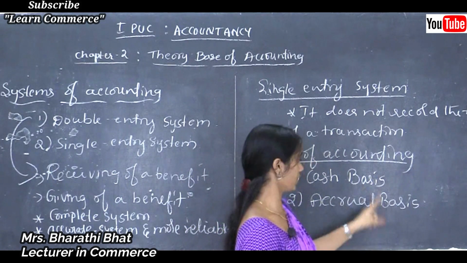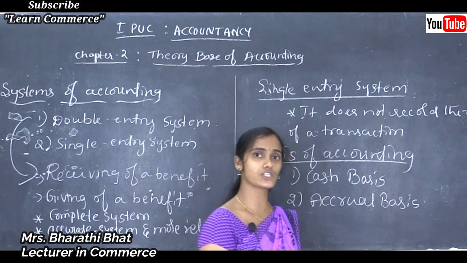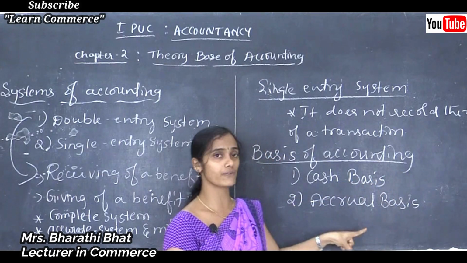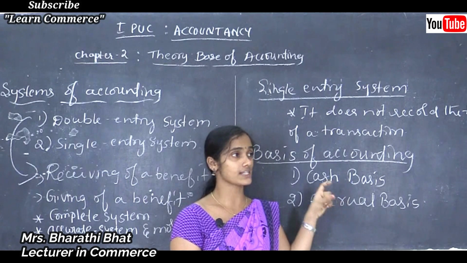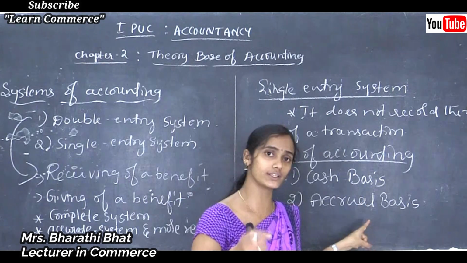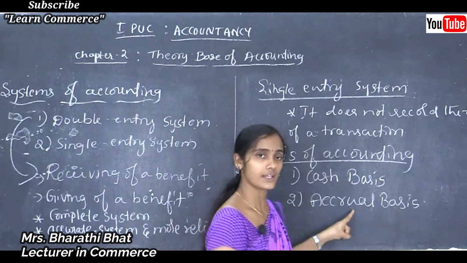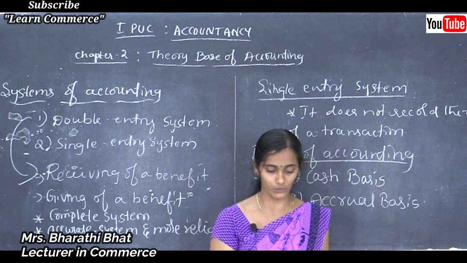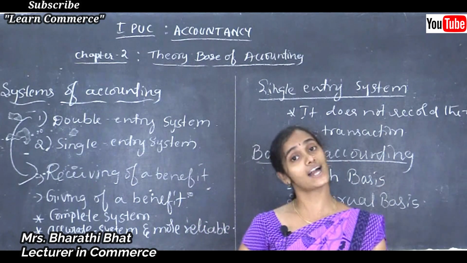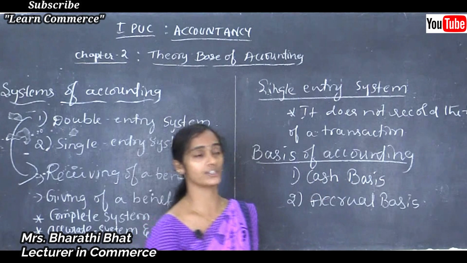In order to get the exact amount of financial position or financial performance of an organization, you need to follow this accrual basis. This accrual basis of accounting is an appropriate, systematic accounting method. Here you can record both credit transactions and cash transactions immediately based on the chronological method. The accrual basis is most commonly used by large business organizations. So this is about the basis of accounting.